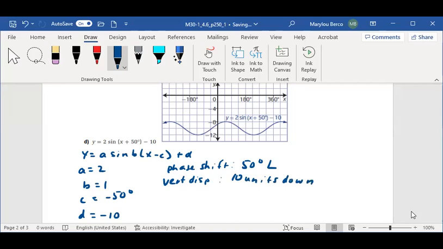So to sketch the graph, we have an amplitude of A is 2, and the period is 360 over 1, or 360 degrees. And there is no vertical or horizontal stretch. The period will stay at 360.